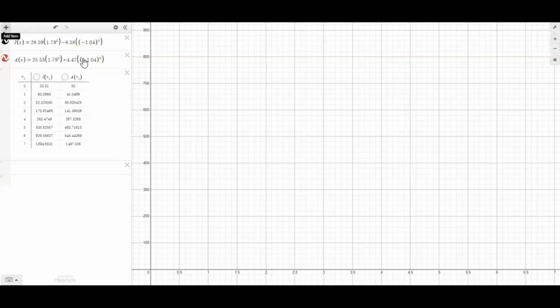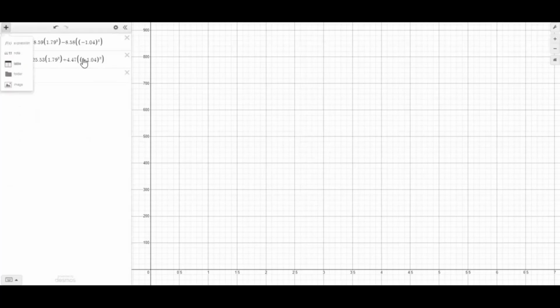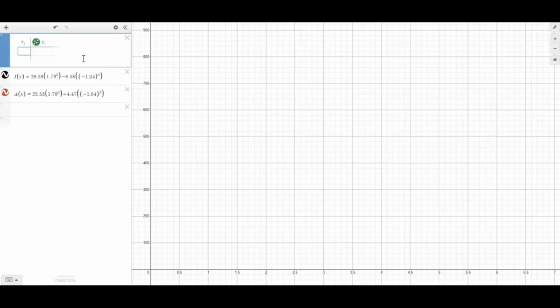So what I did here is I just put in a table, and once you have these two functions defined, I of x and A of x, here you can enter x values, and over in this column I will call this x1 because the values that I enter in this column will be my x1s. And then here I want I of x1 and A of x1.